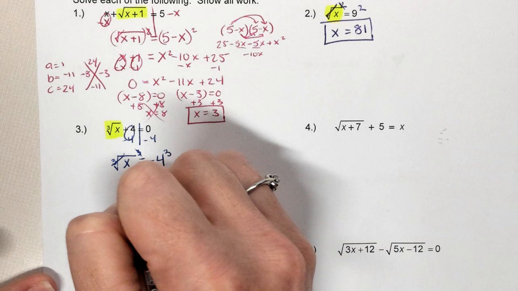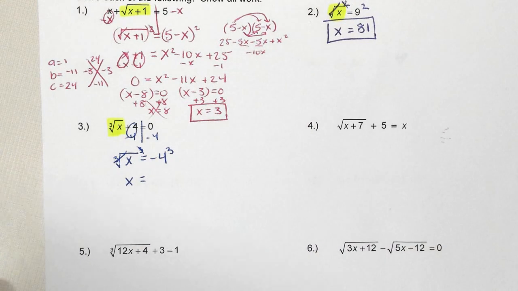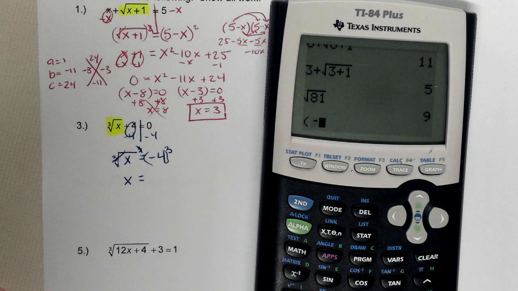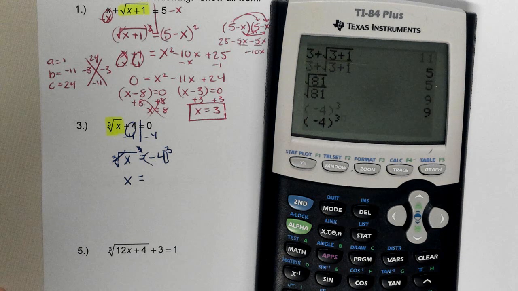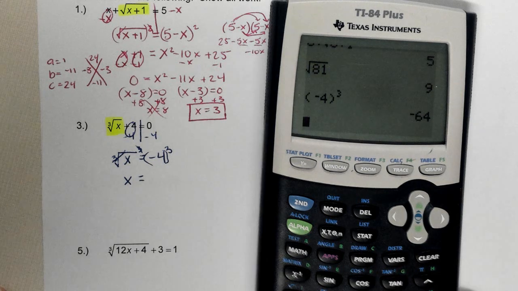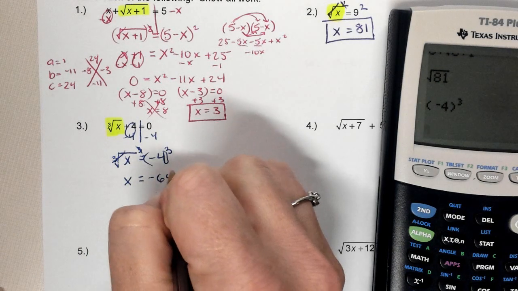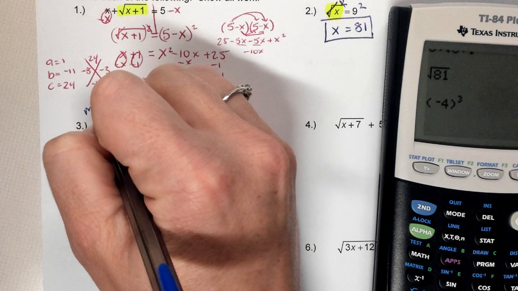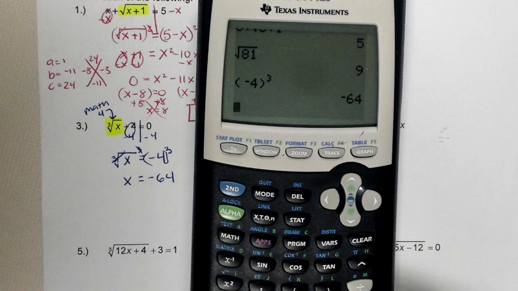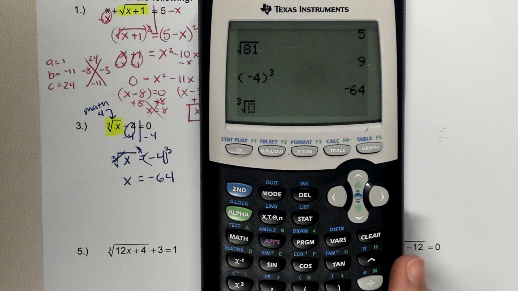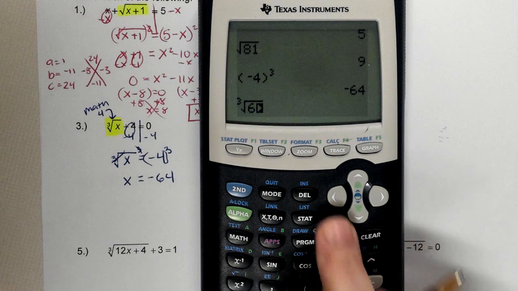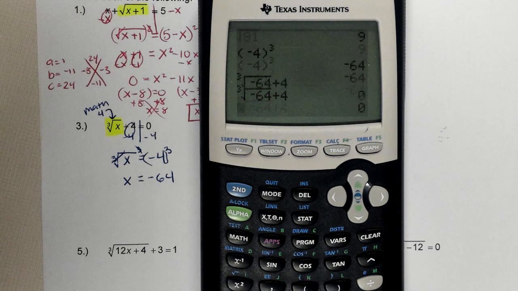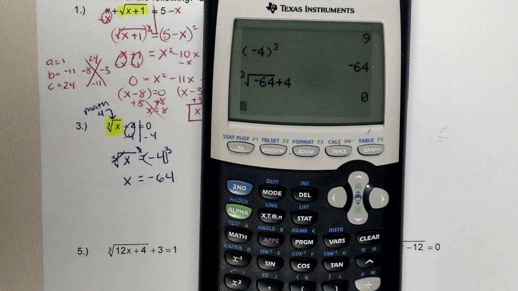Cube root cancels the cube, and I get x equals, well, when you type negatives in the calculator, remember, always use parentheses. And I get negative 64. So we can check our work. Remember, the way you type a cube root is math 4. So math 4, negative 64 plus 4, and this should equal 0, and it did, so we did it correctly.